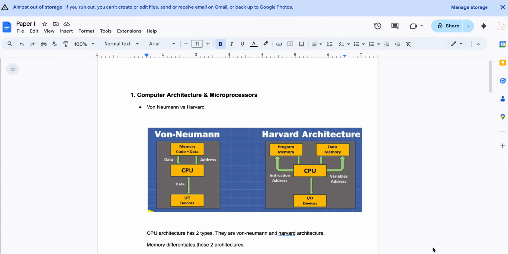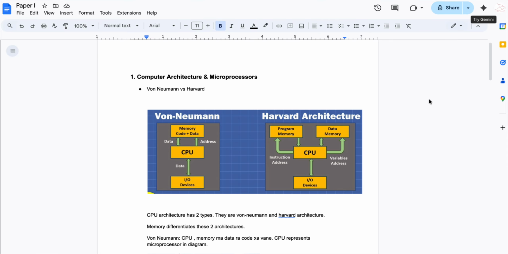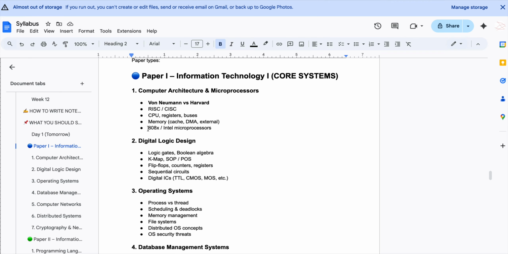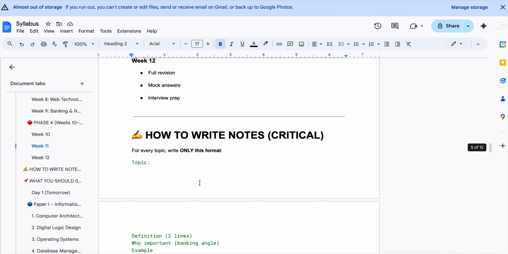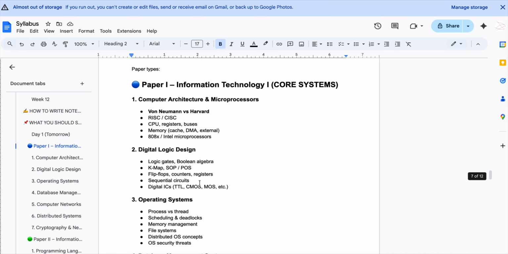Officially I'm a software developer, but recently I'm thinking of applying for some government papers, and I came across positions like assistant director and the different levels of it. For paper one, I saw the syllabus and made a summary, like phase one, phase two, and what to do for each week.